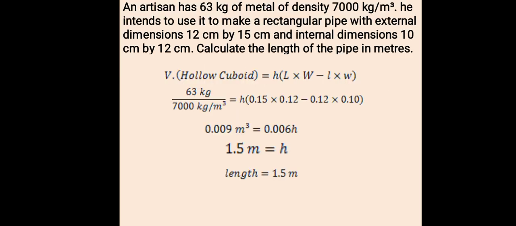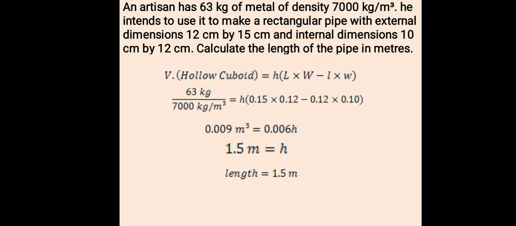An artisan has 63 kilograms of metal of density 7,000 kilograms per meter cubed. He intends to use it to make a rectangular pipe with external dimensions of 12 centimeters by 15 centimeters and internal dimensions of 10 centimeters by 12 centimeters. Calculate the length of the pipe in meters.